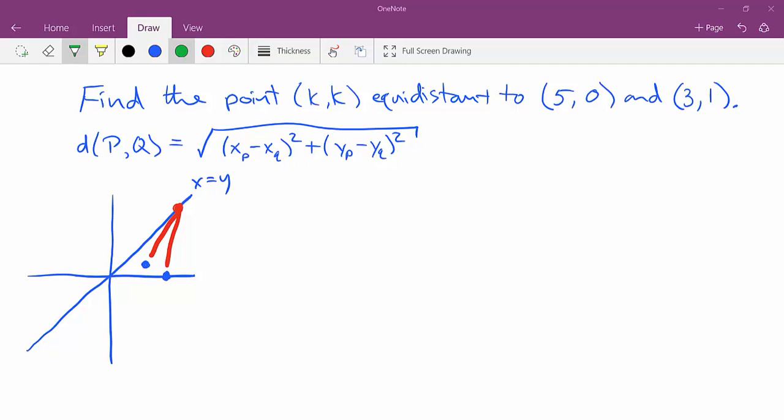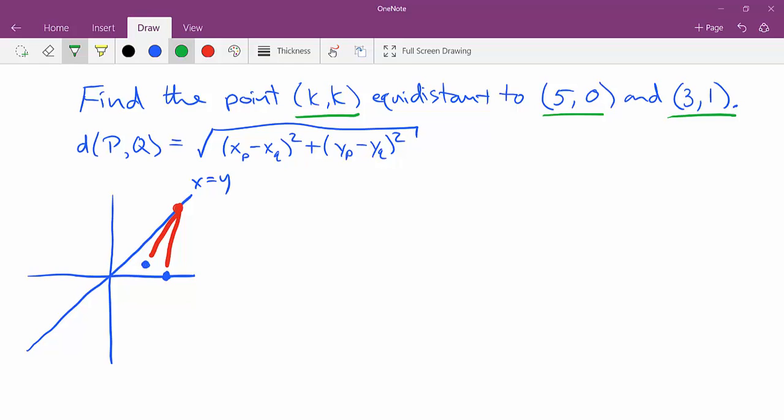I wanted to make this video real quick to help with a question that often comes up on the homework. We want to find a point that's the same distance from these 2 points. First off, know that the point itself, KK, would lie on the line x equals y. And so we're looking for the point in which these two red lines, those distances, would be the same length.